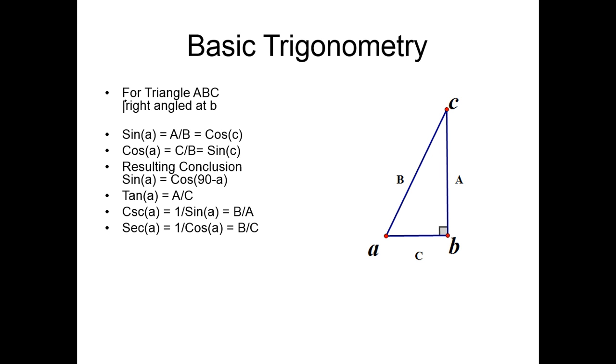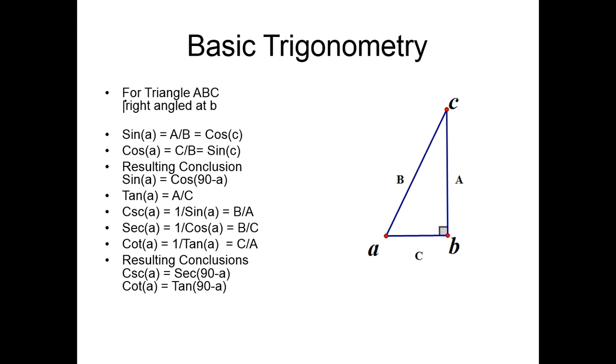We have the secant of angle A. The secant is 1 over the cosine. Since the cosine is adjacent over hypotenuse, then the secant would be the hypotenuse over the adjacent. So the secant relative to angle A would be side B, the hypotenuse, over C. The cotangent is 1 over the tangent, whereas the tangent is the opposite over the adjacent. The cotangent would be the adjacent over the opposite.